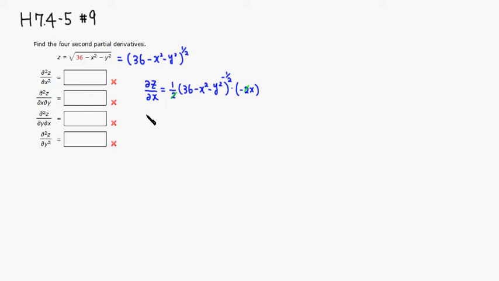Then you would have, so this is going to be x over, actually it's a negative x, so I'll put the negative sign in front. Then you have a negative sign, and a quantity 36 minus x squared minus y squared, and the 1/2 power is square root. So this would be the first partial with respect to x.